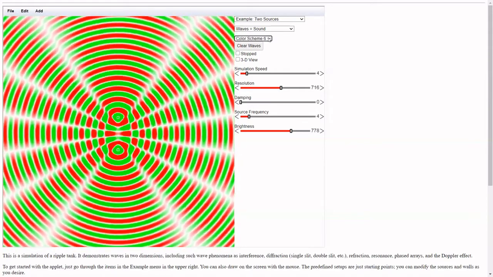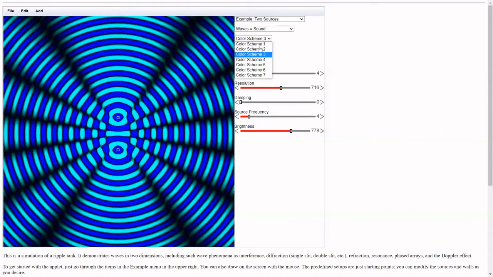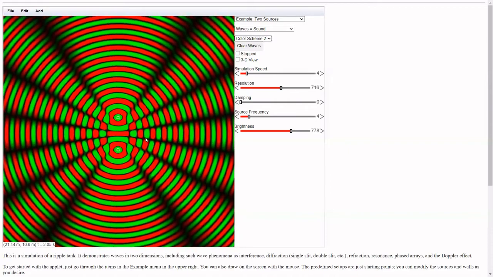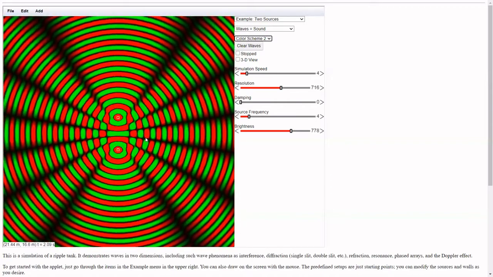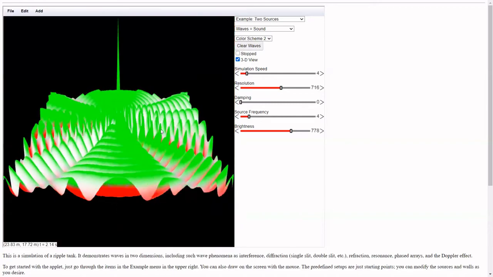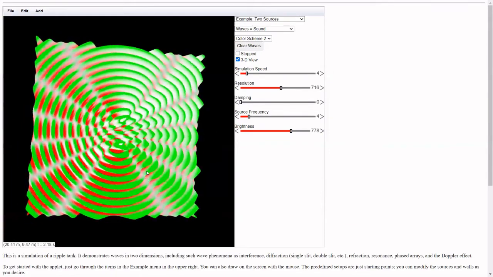So let me see if I can find a color scheme that shows that a little more clearly. Yeah, not really. So I guess this simulation is best for visualizing the nodal curves. 3D view. I'm almost afraid to see what happens here. Whoa. I never knew it had this. That is so cool.